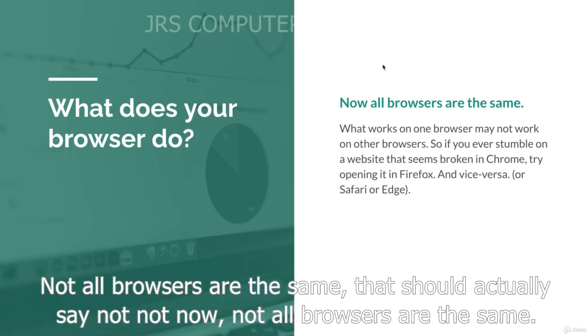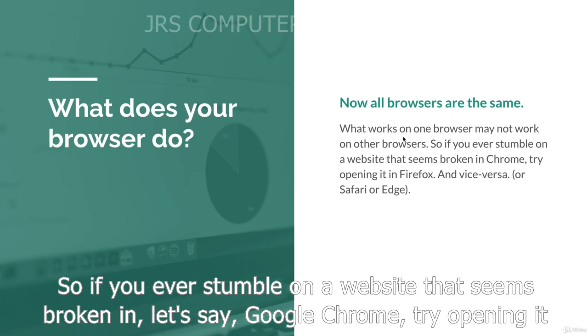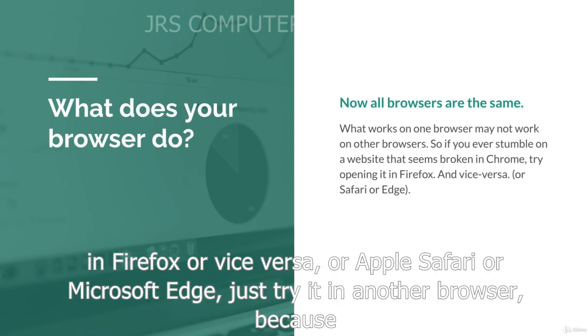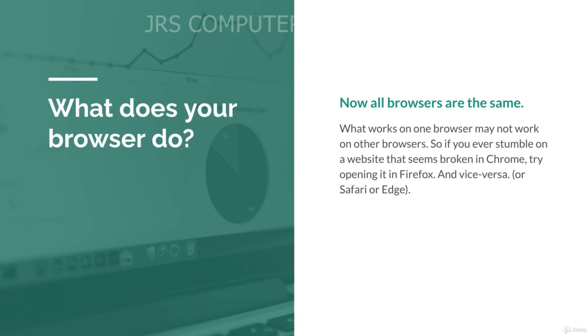Not all browsers are the same. That should actually say not all. Not all browsers are the same. So what works on one browser may not necessarily work on another browser. So if you ever stumble on a website that seems broken in, let's say, Google Chrome, try opening it in Firefox, or vice versa, or Apple Safari, or Microsoft Edge. Just try it in another browser, because sometimes the rendering engines behind the scenes don't work the exact same. They're supposed to, but they don't always.